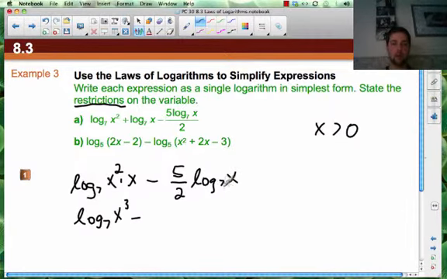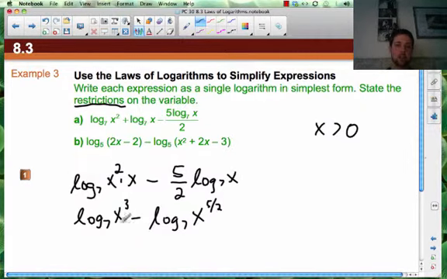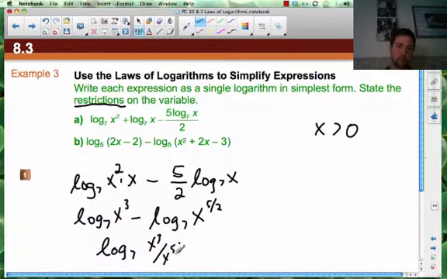Now this thing we can write as log base 7, and we can take this multiplicative coefficient, toss it up here as an exponent, and rewrite this thing as log base 7 of x to the 5 halves. Okay, now we're subtracting a log from another log, so we can write these as a quotient. So we have log base 7 of x cubed divided by x to the 5 halves.